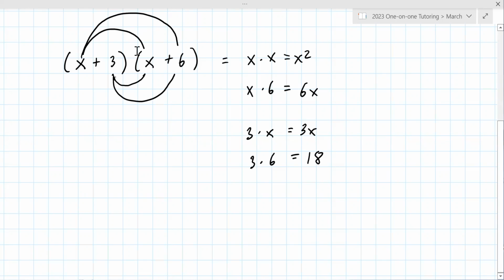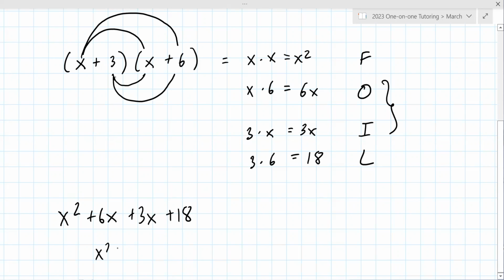You have to take the first times the first, that's the F. The outer ones, that's the O. X times the 6 is the O. The I is the inner, 3 times x, and the L is the last, 3 times 6. Okay. And then you would combine usually the middle two, 6x and 3x. So you'd normally write, and then it would be 9x, right? You got it. So this becomes x squared plus 9x plus 18.